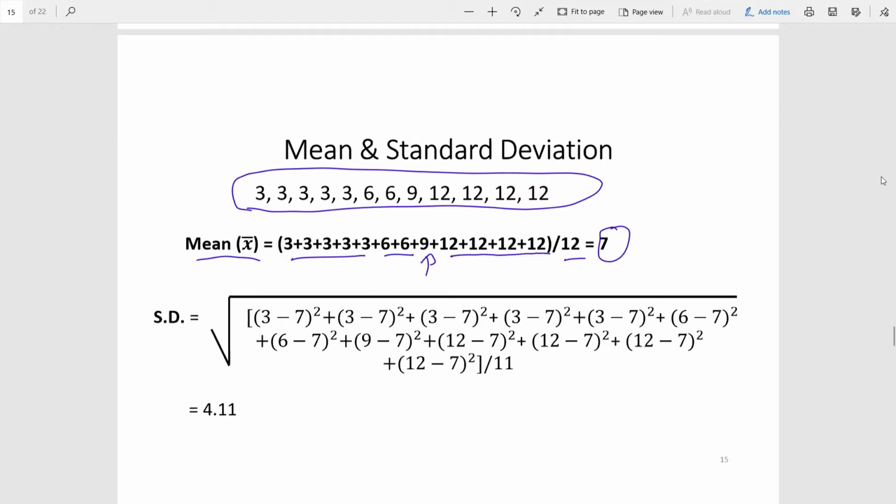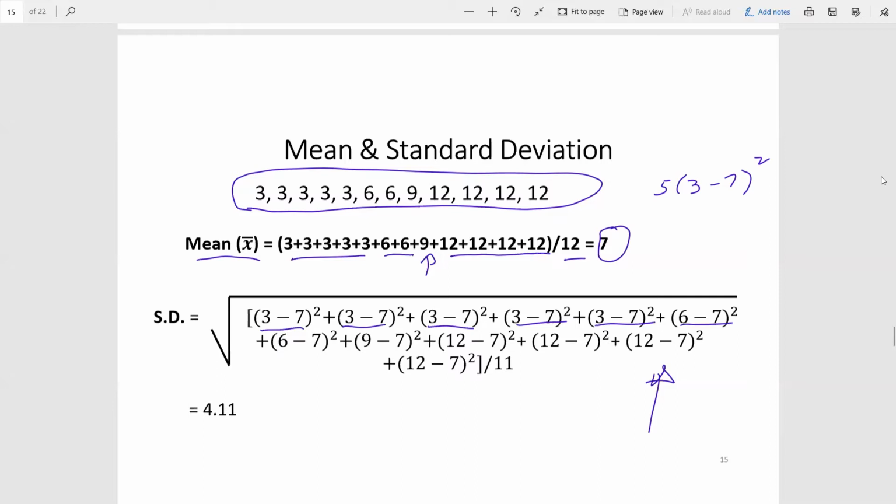Now, the standard deviation takes a little more punching into the calculator, but it's going to be the square root of the summation of each data point minus the mean squared, add them all up, divide by 11. If you did it this way, be sure you put in 3 minus 7 squared, 5 times, or you could have put it in as 5 times 3 minus 7 squared in your calculator. It'll save you a little bit of time, but this is just laying it out, showing you how you could do it.